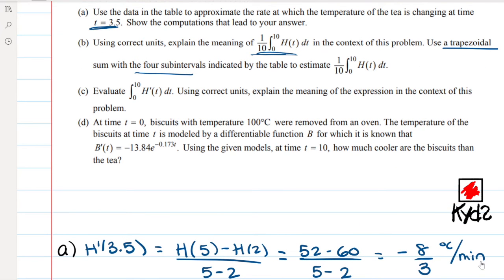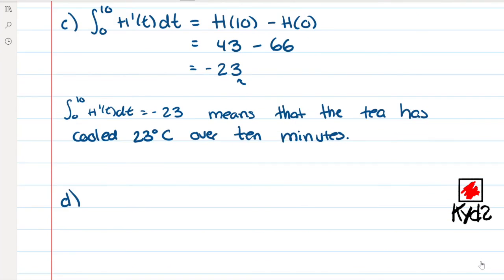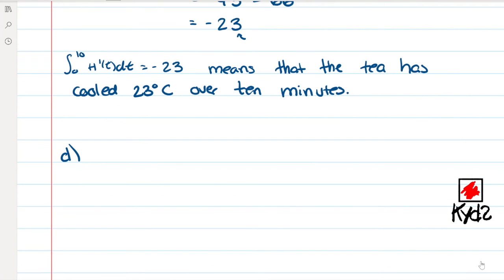At t equals 0, biscuits with temperature 100 degrees Celsius were removed from an oven. So right here, at t equals 0, you have 100 degrees Celsius. The temperature of the biscuits can be modeled by the differentiable function here. So this is the derivative, so this is the rate at which they cool. Using the given models, at t equals 10, how much cooler are the biscuits than the tea? So what I need to do is figure out how cool the biscuits are at time 10. To do that, I need to figure out how much they have cooled.